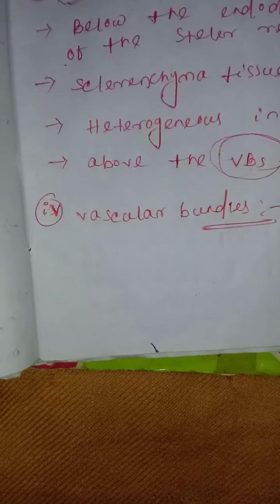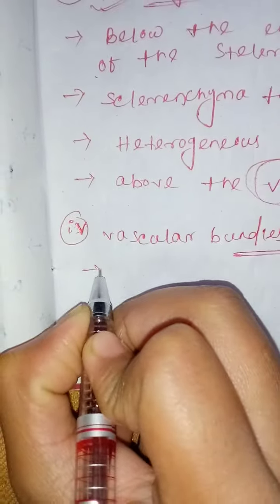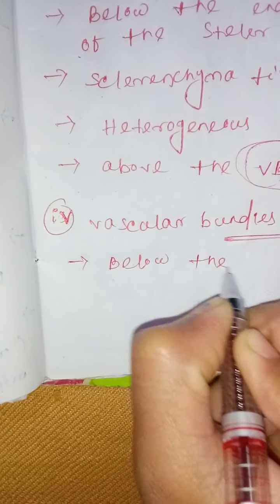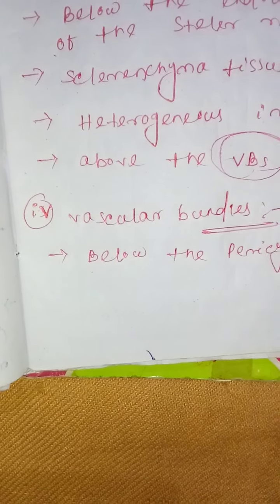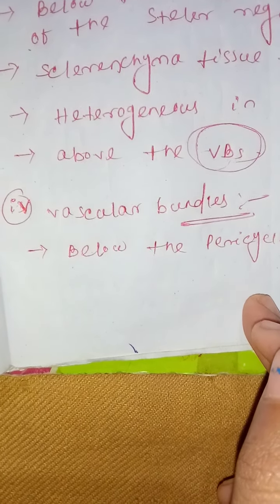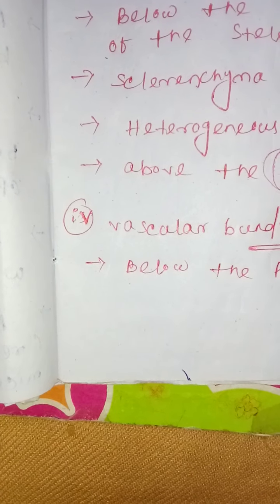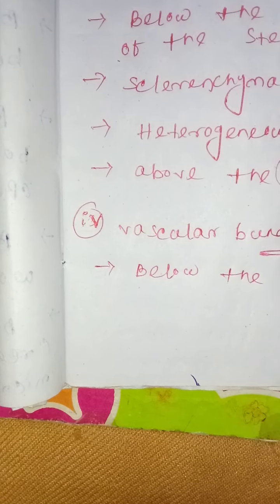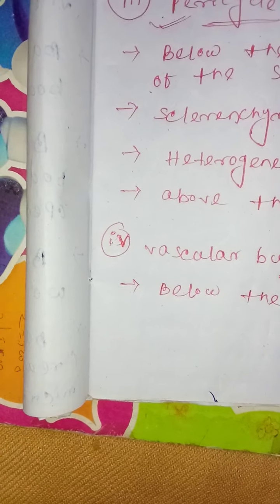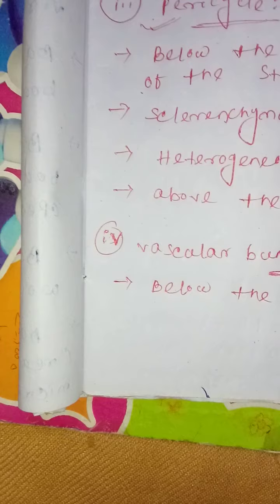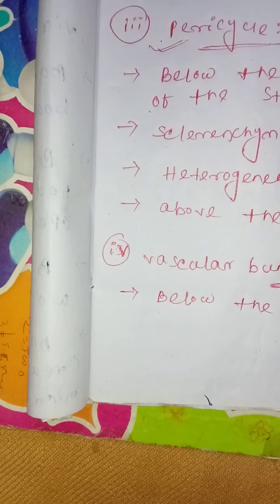Then fourth point is vascular bundle. So vascular bundle is present below the pericycle in anatomy of dicotyledon stem. Vascular bundle may be open type or closed type. When is vascular bundle open type? When cambium is present. If cambium is present, then the vascular bundle is open type. If cambium is absent, then the vascular bundle is closed type.